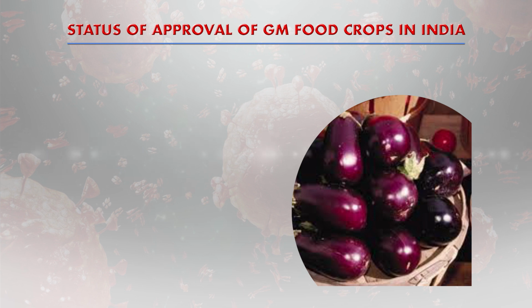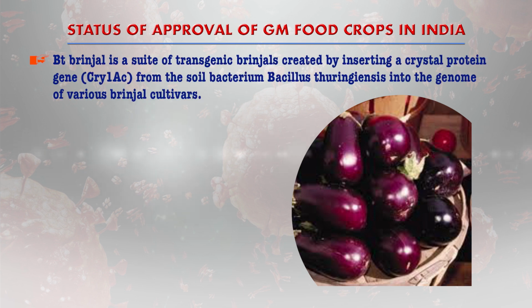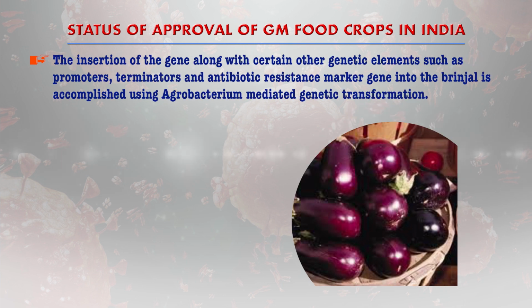Then the status of approval of the GM food crops in India, we need to know about this also. The BT brinjal was one such example. This was a suite of transgenic brinjals created by inserting a crystal protein gene from the soil bacterium Bacillus thuringiensis in the genome of the various brinjal cultivars. The insertion of the gene along with certain other genetic elements such as promoters, terminators and antibiotic resistance marker gene into the brinjal is accomplished using Agrobacterium mediated genetic transformation.